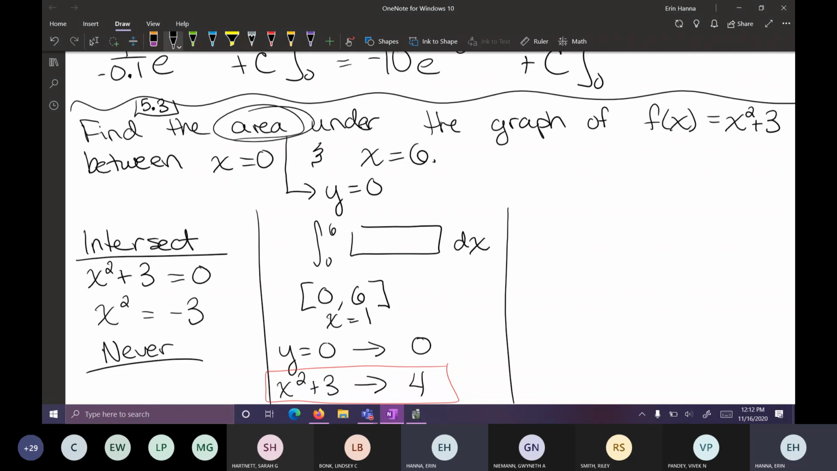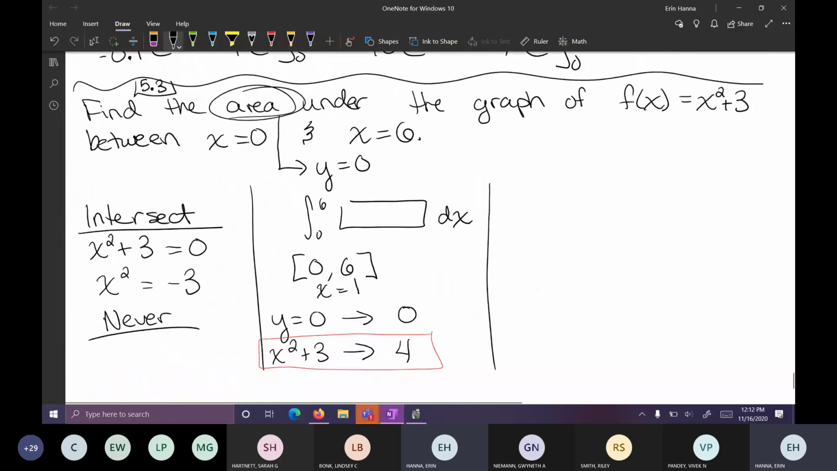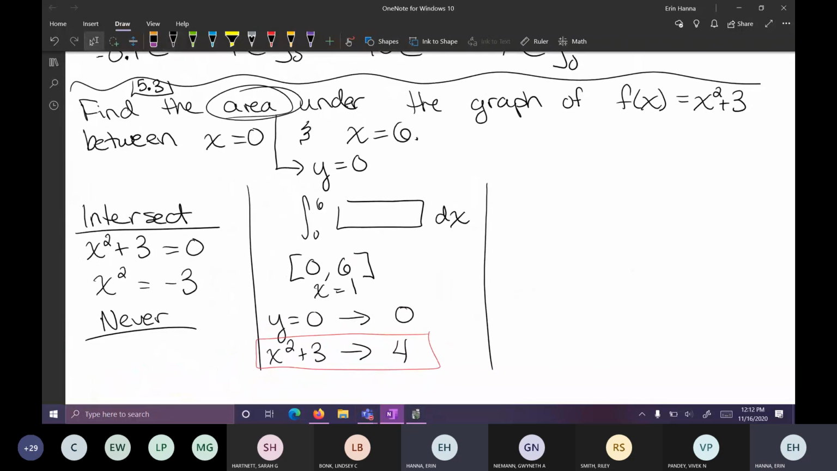So 4 is greater than 0. So we've essentially shown algebraically that x squared plus 3 is on top. Again, you can always draw it and just look at it graphically. So essentially the thing we want to calculate here, how did I get 4?